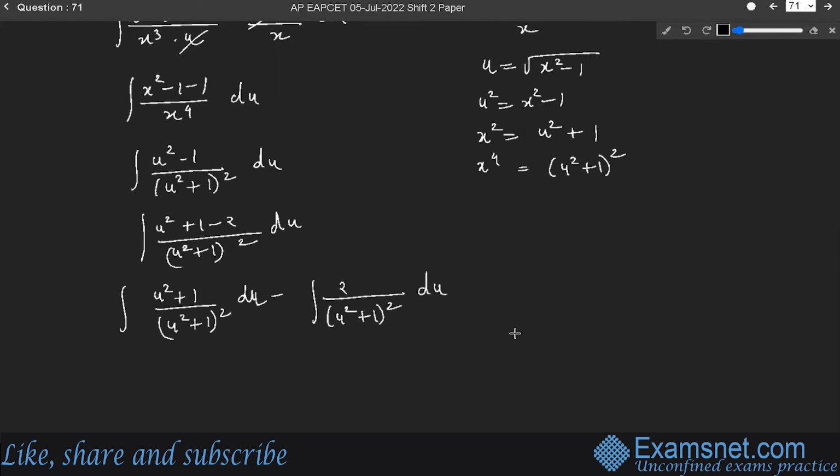We have separated both the terms here. Here u square plus 1 will be cancelled because in the denominator there is a square. So one term will be cancelled. So it will be integral of du upon u square plus 1 minus 2 into integral of 1 upon (u square plus 1) whole square into du.